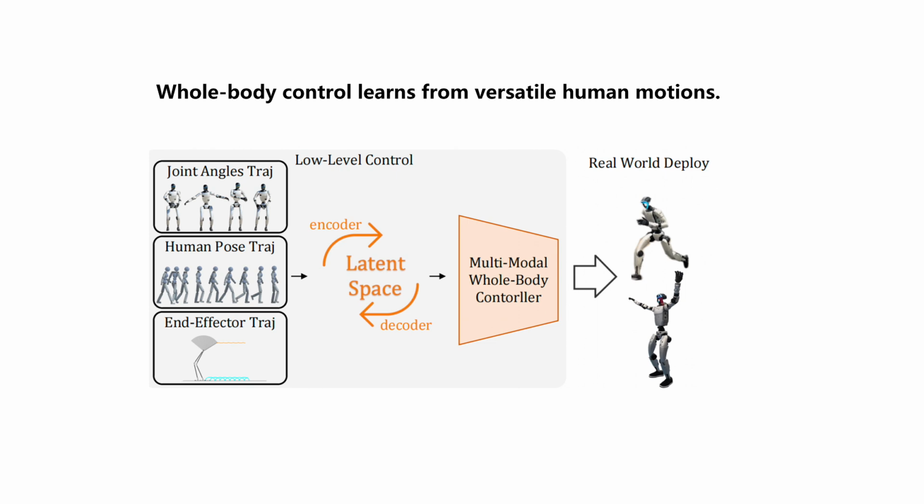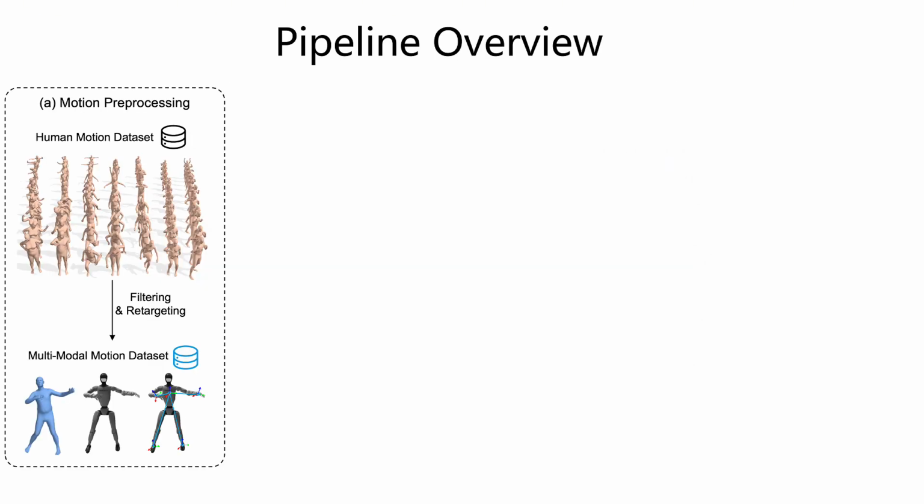To investigate this question, we design a unified multi-modal implicit command representation that can consume different forms of references. This representation allows us to systematically compare modality effects while maintaining a shared backbone. Built upon this representation, our framework mainly includes three stages: data preprocessing, policy training, and deployment.